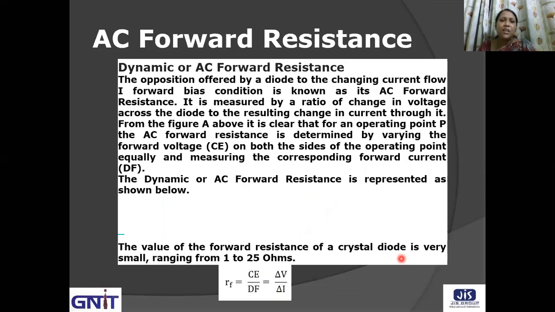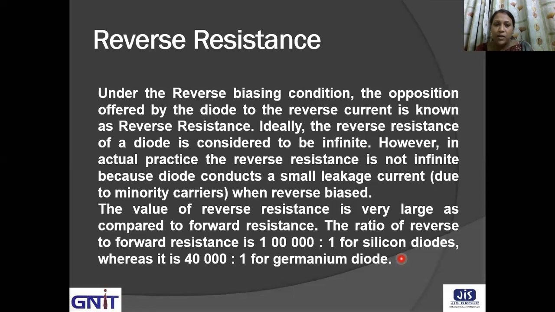So moving to the next slide. This is the dynamic or AC forward resistance. The opposition offered by a diode to the change in current flow is called the AC forward resistance. It is measured by the ratio of change in voltage across the diode to the change in current through it. From the figure above, it is clear that for an operating point P, the AC forward resistance is determined by varying the forward current on both sides of the operating point and measuring the corresponding change in voltage. For the dynamic or AC forward resistance, the range is generally 1 to 25 ohms, and it is not the ratio of constant voltage by constant current, but rather the change in voltage by the change in current.